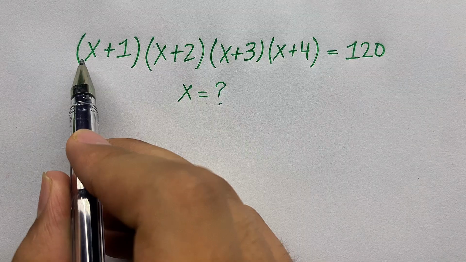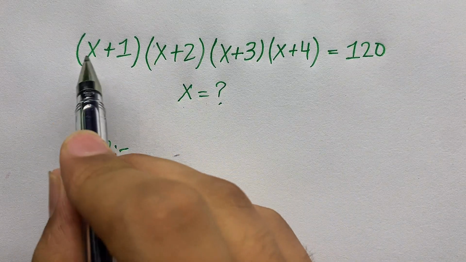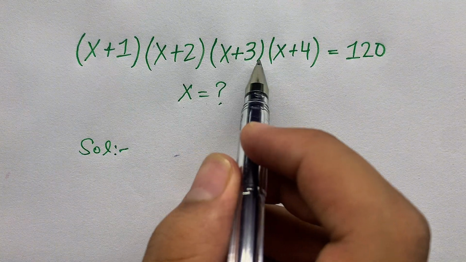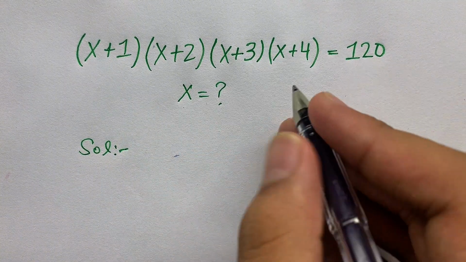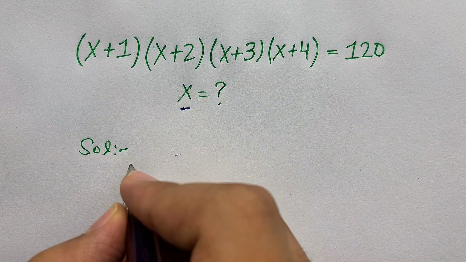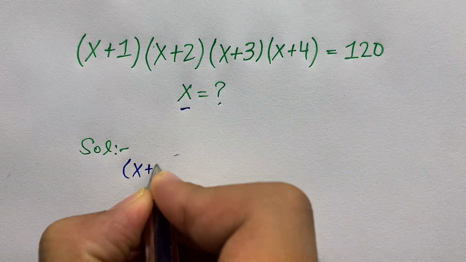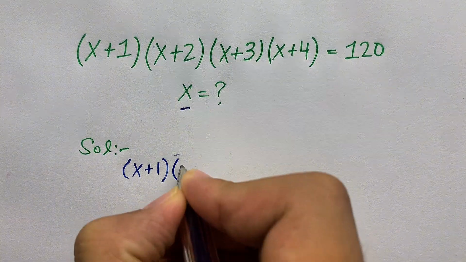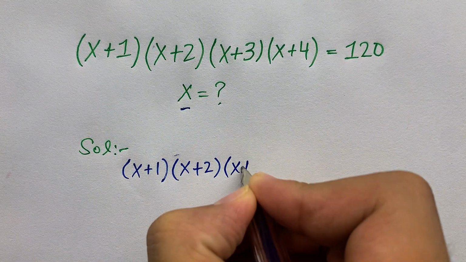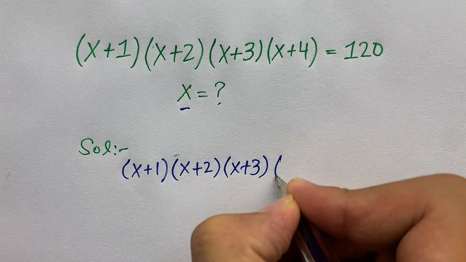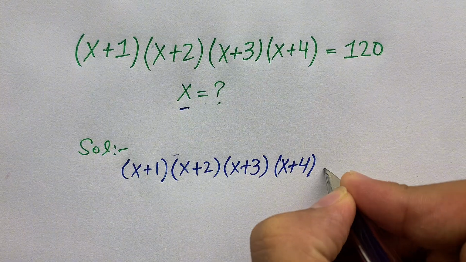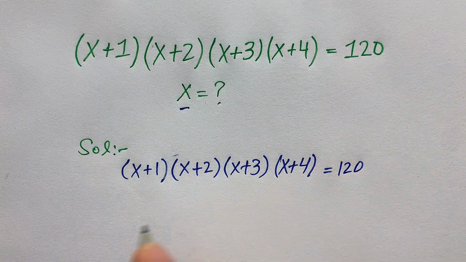In this problem we are solving for the value of x in (x plus 1)(x plus 2)(x plus 3)(x plus 4) is equal to 120. This is our question and we're finding the value of x from here. So we write our question: (x plus 1) into (x plus 2) into (x plus 3) into (x plus 4) is equal to 120.